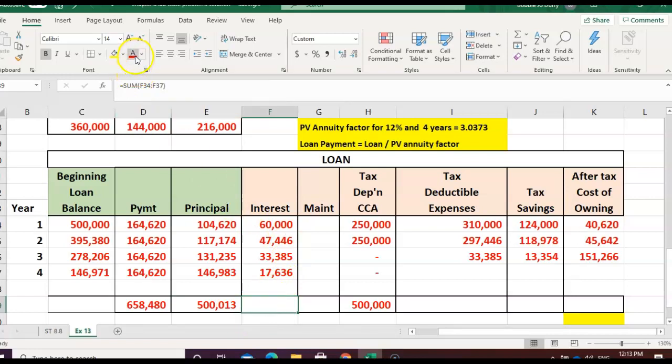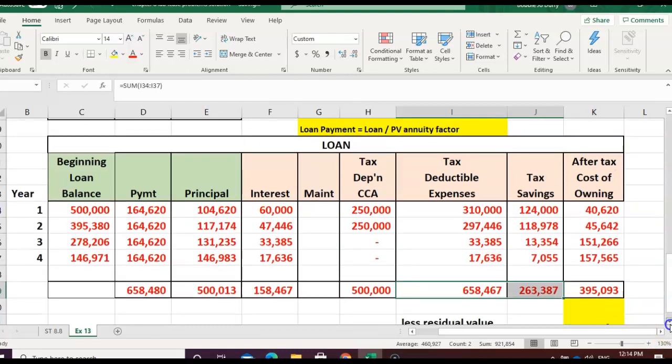Our interest is all we have to deduct, right? Multiply that by 40%. Deduct that from our payment, the $7,000. Our after-tax cost of owning is $395,093. So that's quite a bit more than the $216 of leasing, right?